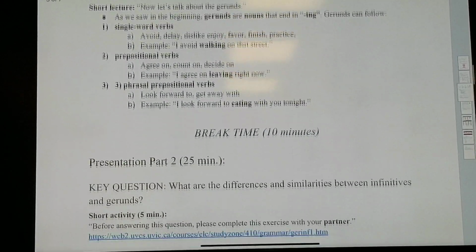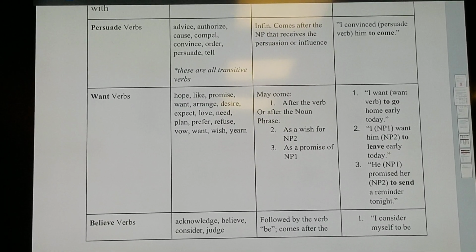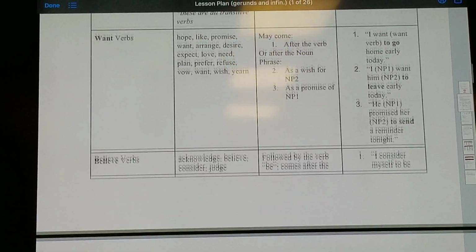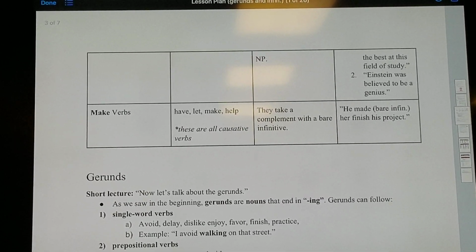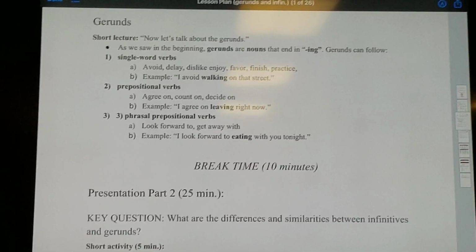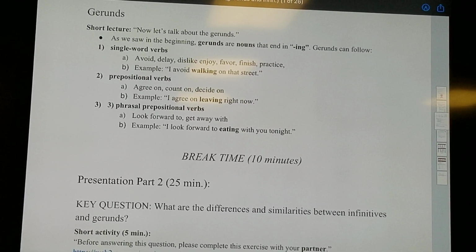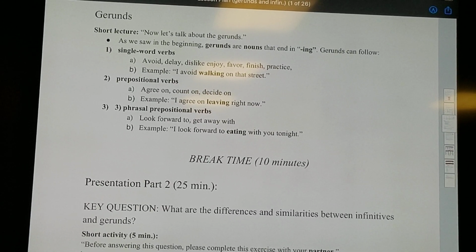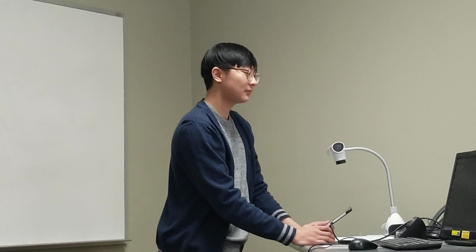It was pretty good. And I'm going to teach them about the four types of infinitives in four categories: the persuade verbs, want verbs, believe verbs, and then this side category called make verbs that only take bare infinitives without the to. And then gerunds, as we did in our class, talking about prepositions coming, and it's like, oh, gerunds are coming. And some single word verbs only take gerunds and no infinitives. So I'm going to teach about that too. And we'll have a break time. Since this is an intensive course, it's going to be an hour and 30 minutes, so a 10-minute break is maybe too much.